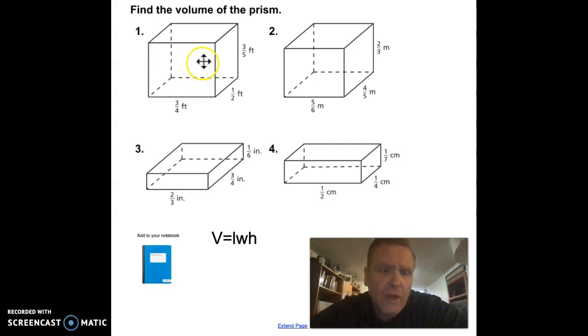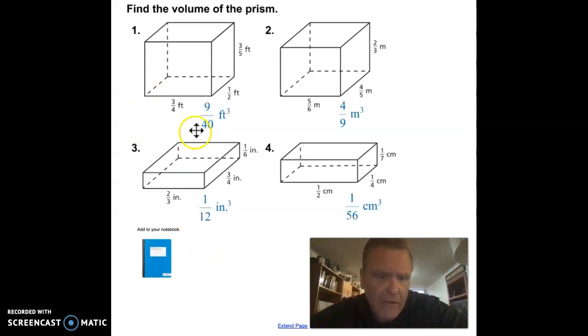But with this, we're finding the space inside. So to do that, we work with the three dimensions: length, width, and height. So let's also talk about this would be length, this would be width, and this would be the height. So if you're asked to label something, you'll know how to do that. Go ahead and do these 4 problems in your notebook, and I'll see you on the next slide.